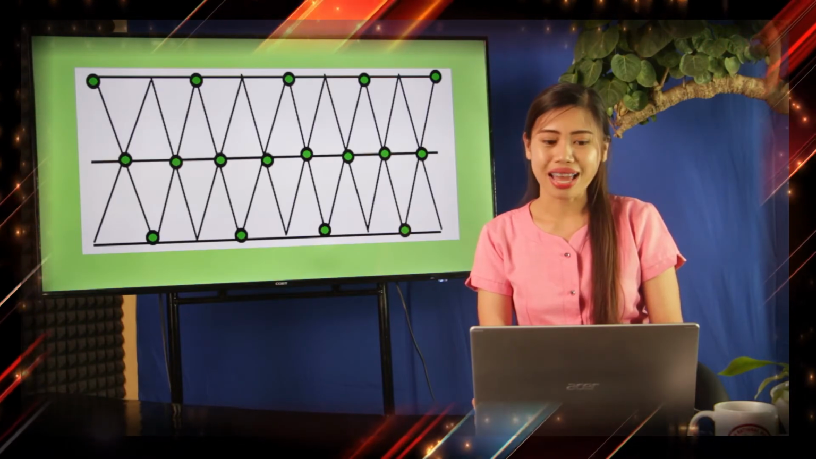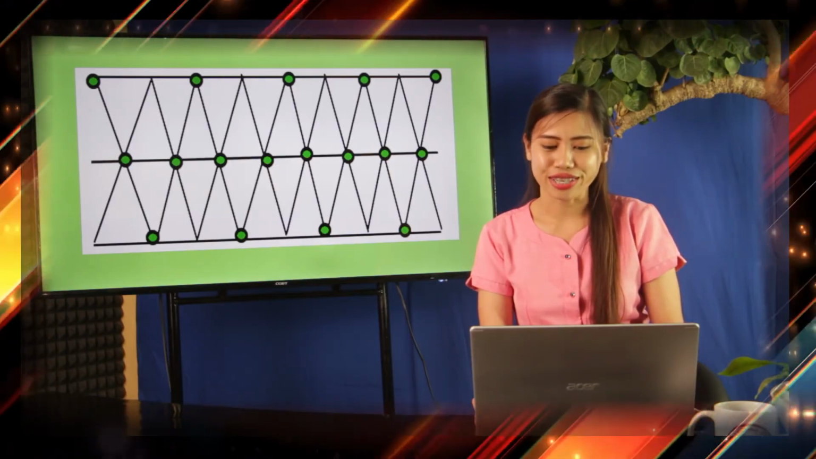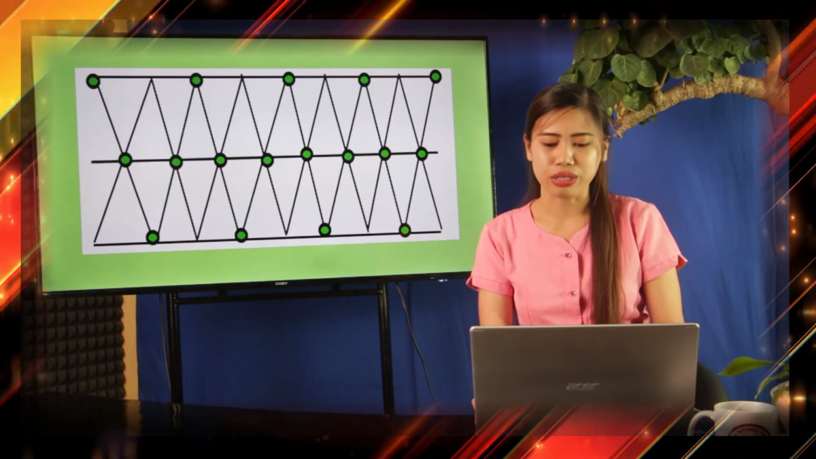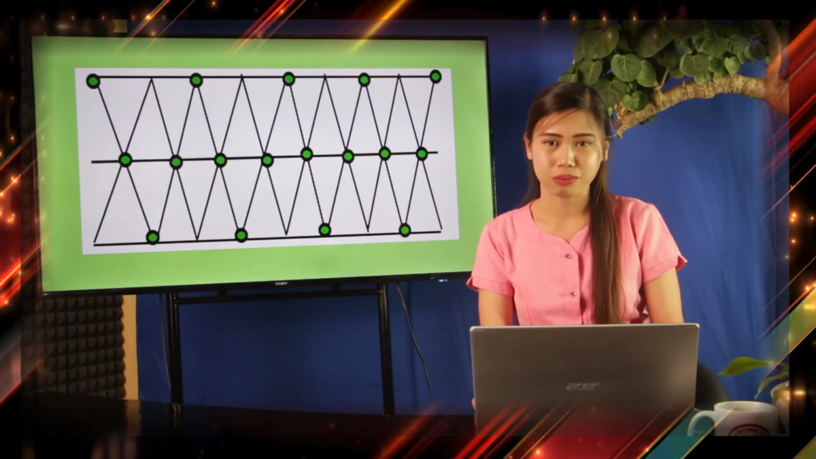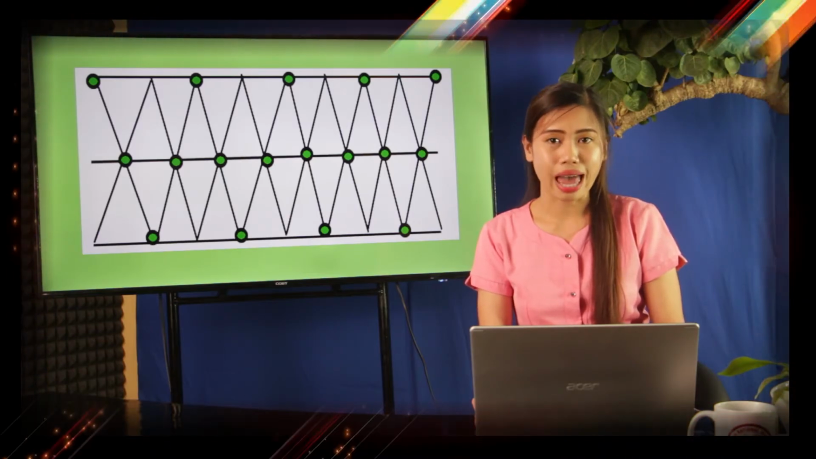What are the disadvantages of hexagonal planting system? First, intercultural operations become difficult. Second, skill is required to lay out the orchard.